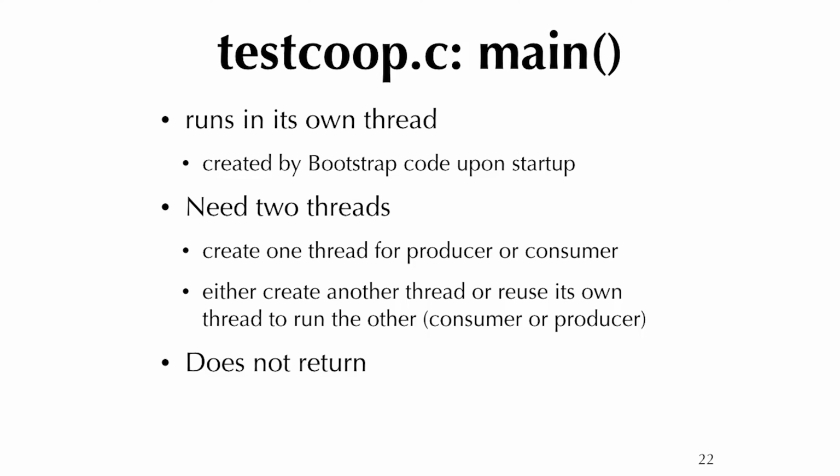Okay, now main, you should know what it does. Main has its own thread created by the Bootstrap function, and we'll look at Bootstrap shortly. It does need two threads, so it has the option of creating two threads and running them, or it could create one thread and itself run as the other thread. Either way is fine. But in either case, they don't return because we haven't really implemented exit yet. But exit, we'll just do that another time.